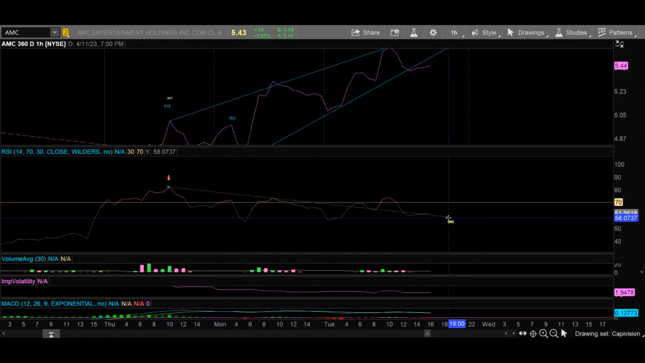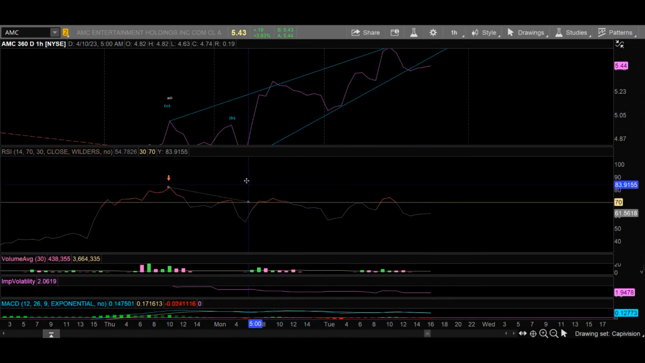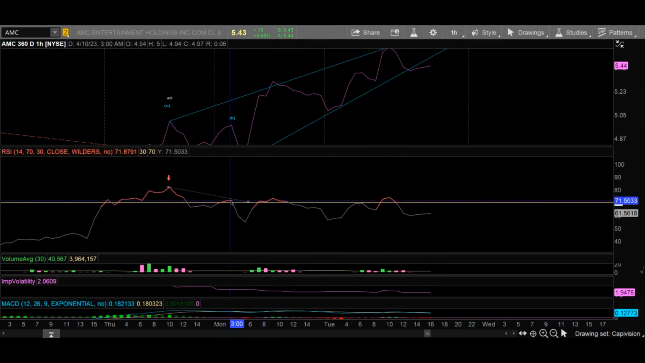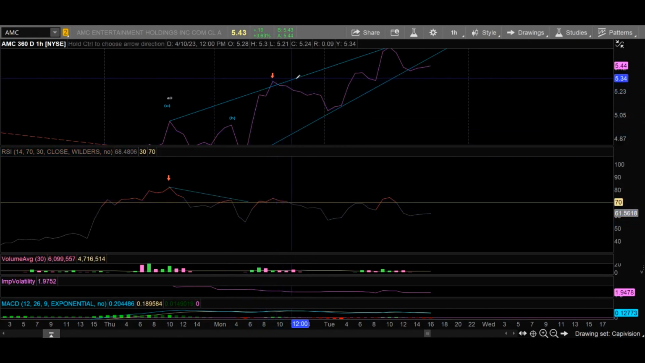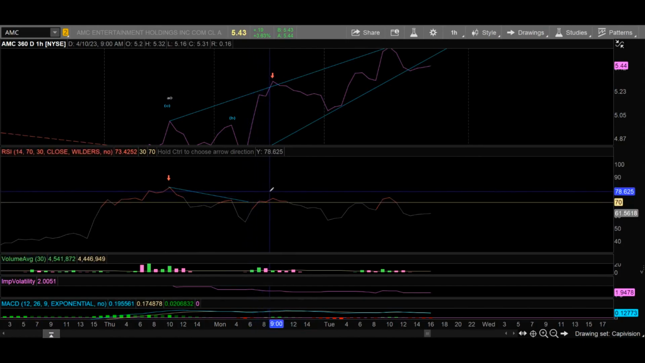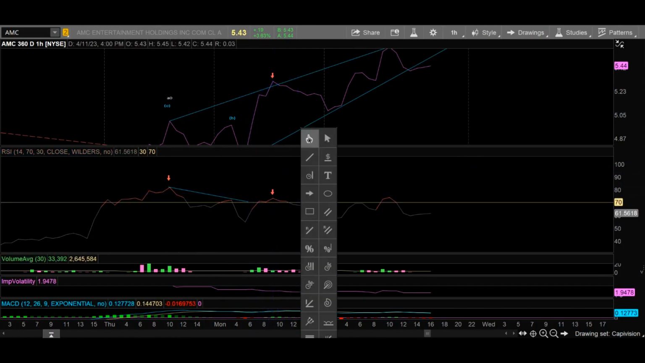So let's talk about these divergences, how to read them. So first, what happens is you have the price peak towards $5, peaks a little lower at $4.97. So technically, the RSI should be lower, and it is. Price comes back up and sets a new high right here towards $5.34. But the RSI at this point in time is not setting a higher high, right?